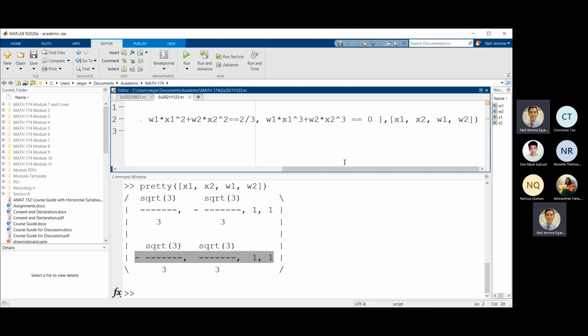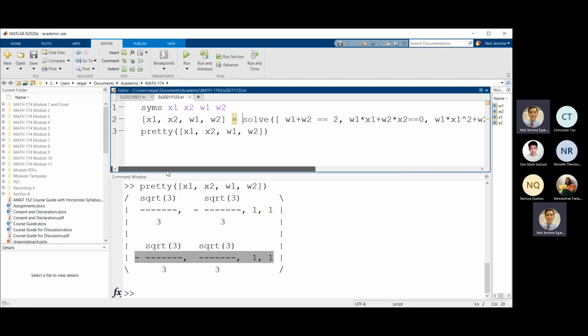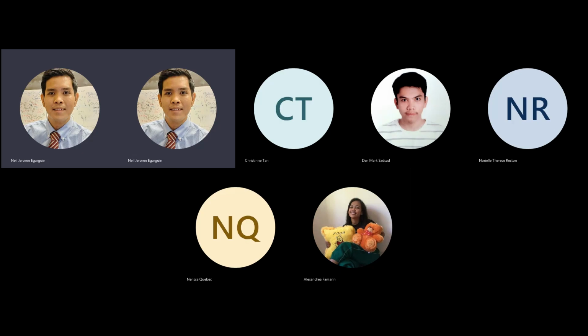Any questions about the MATLAB code? I hope it's clear. 3-liner lang naman yung code. So don't forget the symbolic declaration here para alam ni MATLAB na symbolic variables si x1, x2, w1, and w2. Kasi otherwise, hanapan niya kayo ng constant value. Okay. So let me switch back to our work text here.